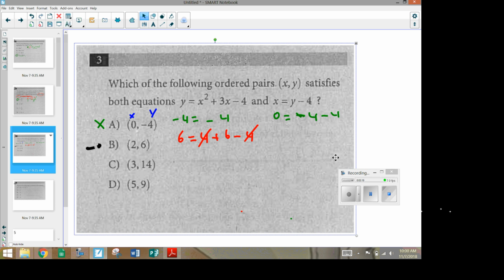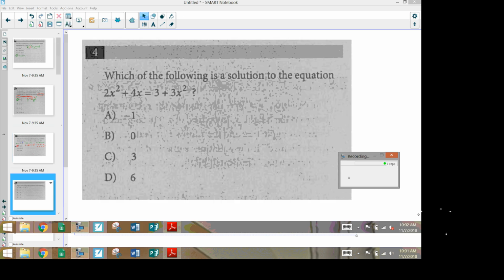And when you try another one, x equals y minus 4, right? So x equal to 2 is equal to, question mark, y. Y is 6. 6 minus 4, so 2 is equal to 2. This is right. Then the answer choice is going to be B.